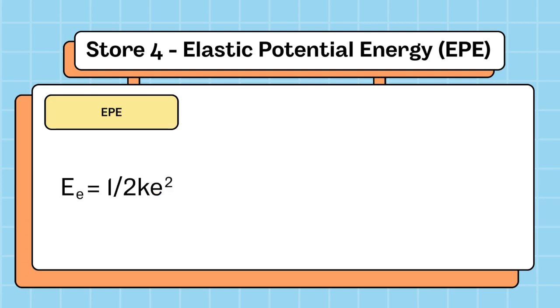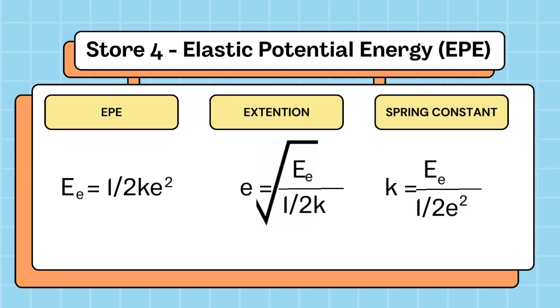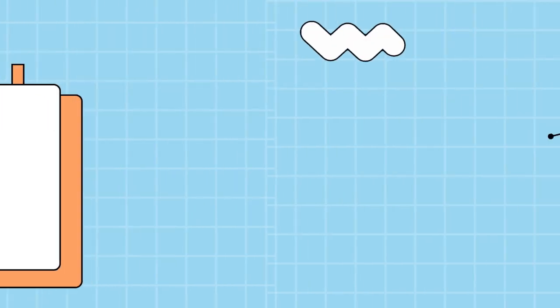Let's rearrange the equation then. The extension is the square root of the elastic potential energy divided by the product of 0.5 and the spring constant. Talking of spring constant, this is equal to the elastic potential energy divided by half of the squared extension.